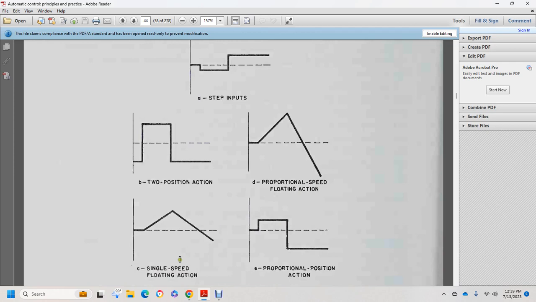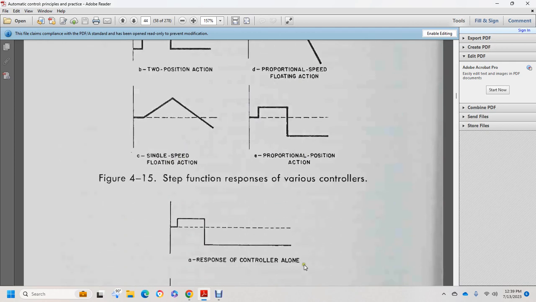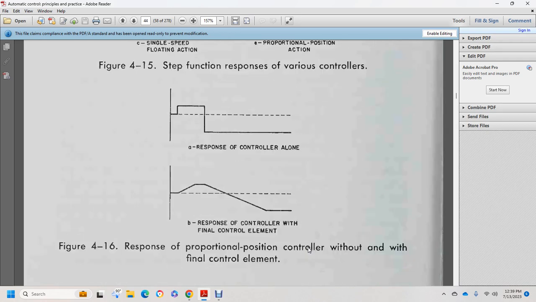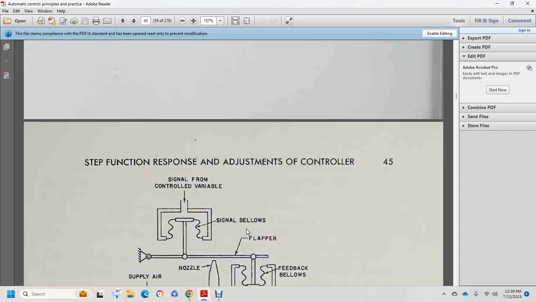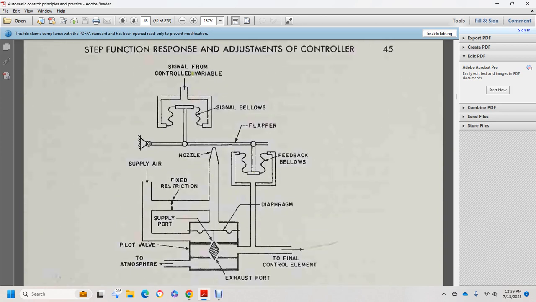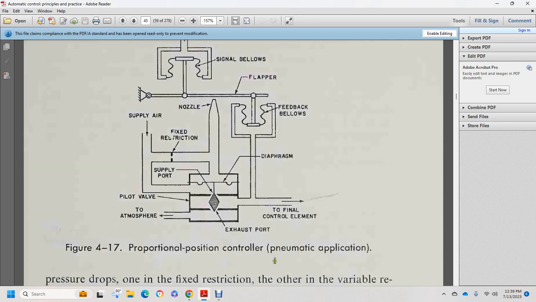Proportional speed floating action, single speed floating action, proportional position action, and we have that Figure 4.15 shows the response of various controllers. Then we have the response of a proportional position controller with or without the final control element. A shows the response with the control alone, B the response with the control and final control element. Alright, now we move on to another drawing, which is the proportional position controller pneumatic action. We have a single control variable with a single bellows, with a nozzle with a flapper, the feedback bellows, diaphragm, fixed restriction, nozzle, supply port, pilot valve, atmosphere, diaphragm, exhaust port, and the final control element.